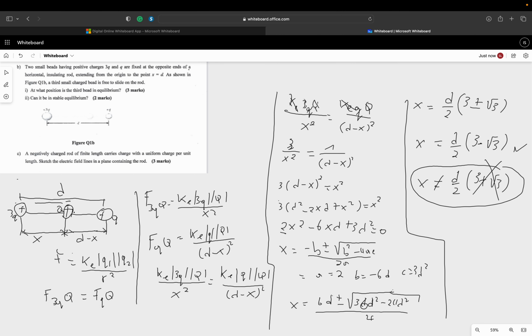Now if capital Q is positive, which is good, positive does repulsion. It will be repelled by the 3Q charge and also repelled by the small q charge, which makes it stay at equilibrium at the distance x, which is given by d over 2 into 3 minus root 3.